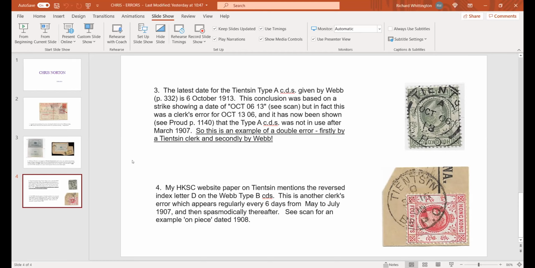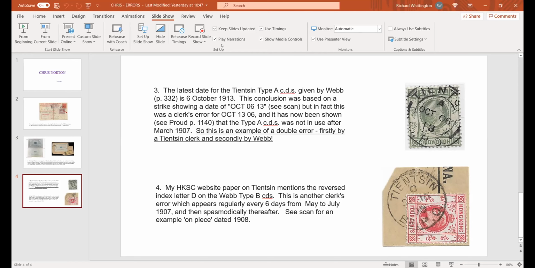But he notes that this one appeared almost regularly every 6 days from May to July 1907, and rather more spasmodically thereafter. And this one is a 1908, 16th of September. So some food for thought, perhaps.